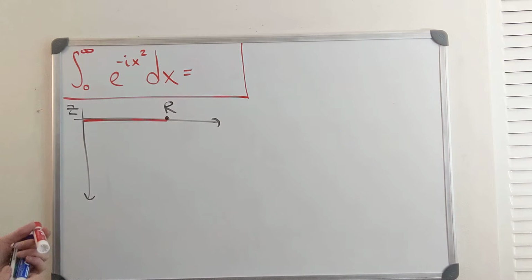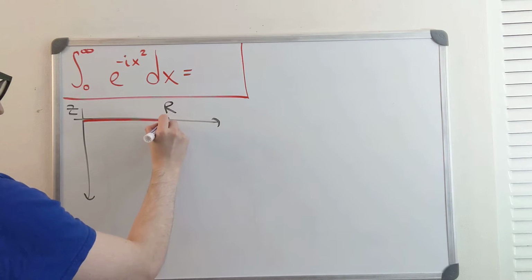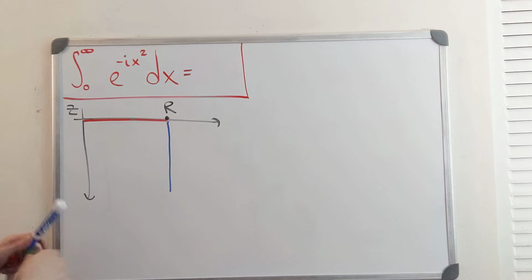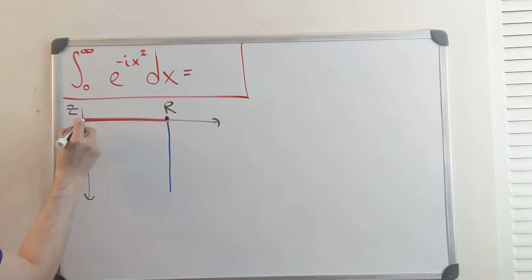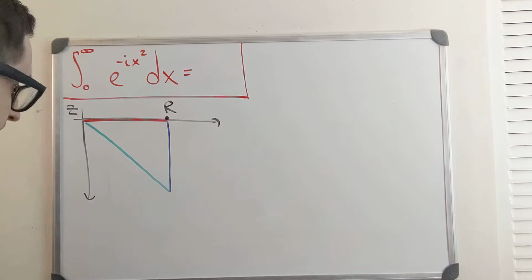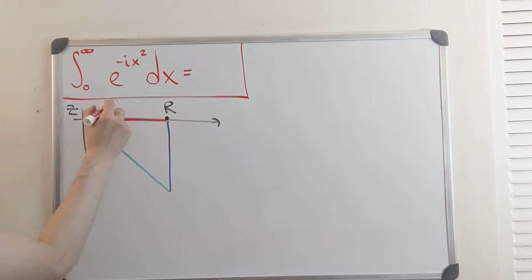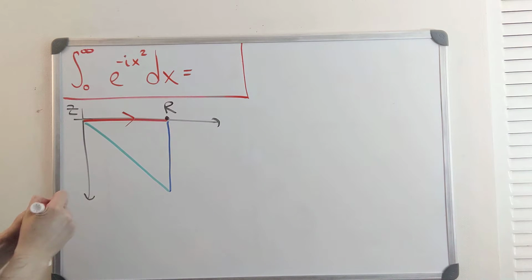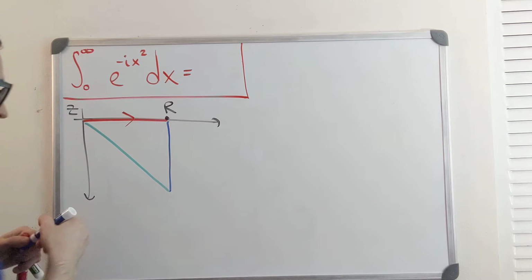this integral here. But then I want to also take this contour down here, which will have a length of r, and then complete the triangle with this contour, which of course has length r times the square root of 2. And it turns out that the most convenient orientation for these contours is like this. I'll evaluate forward along this one and downward along this one.